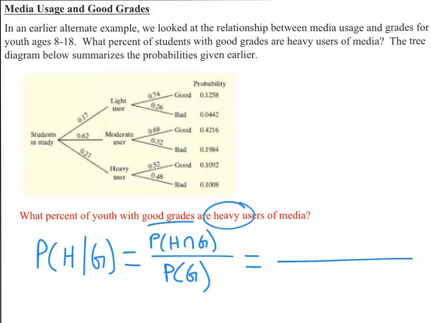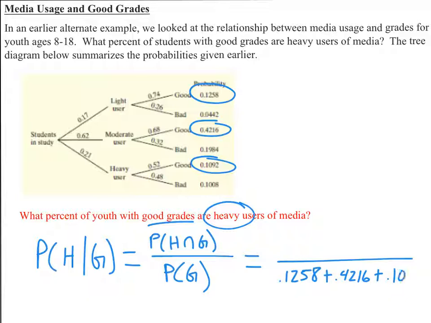Now I have 6 different outcomes, so I just go through each one and say, I'll take them, they have good grades, and them, and them. So the bottom would be 0.1258 plus 0.4216 plus 0.1092. That's everybody that fits the condition. They all have good grades. We left out all the students with bad grades.